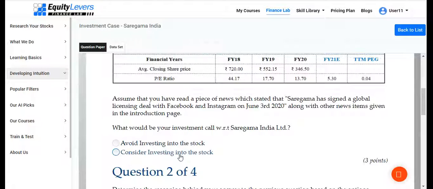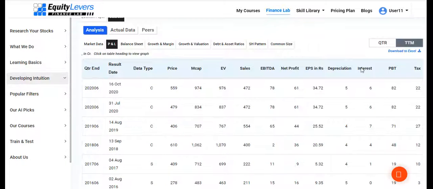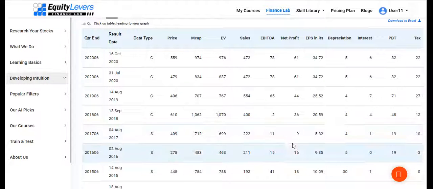So before answering this question, let's look at the historical numbers as well. In this case, we are analyzing the company as of October 2020. Let's look at its annual trend. If we look at the net profit in 2017, it was around 9 crores. We can see that there is consistent growth, and as of October 20, the profit the company has reported in the June quarter is 61 crores. So it is almost 7 times the profit in 2017.